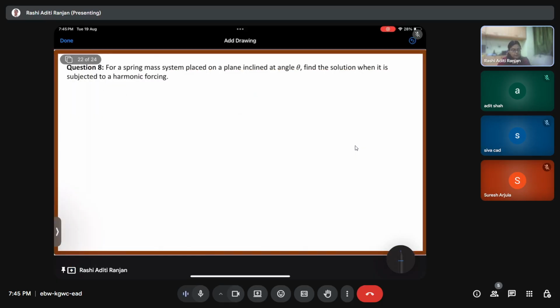Okay, coming on to question number 8. For a spring mass system placed on a plane inclined at angle theta, find the solution when it is subjected to a harmonic forcing. So earlier case we had a, just a second.